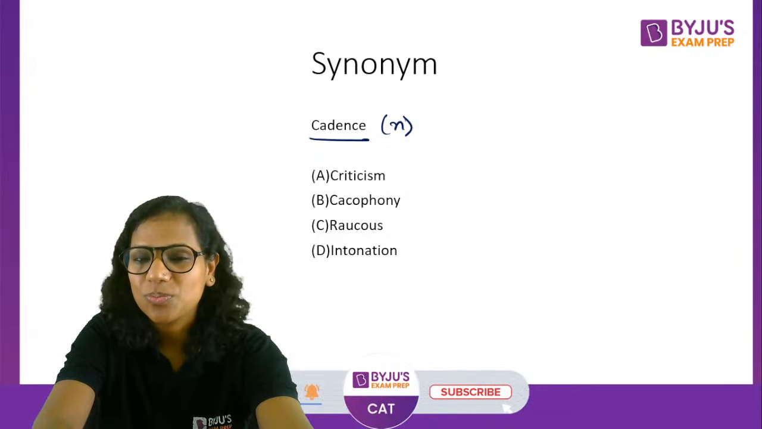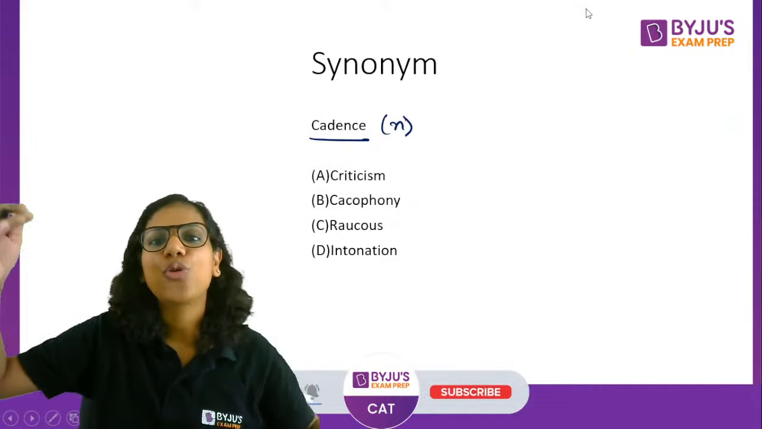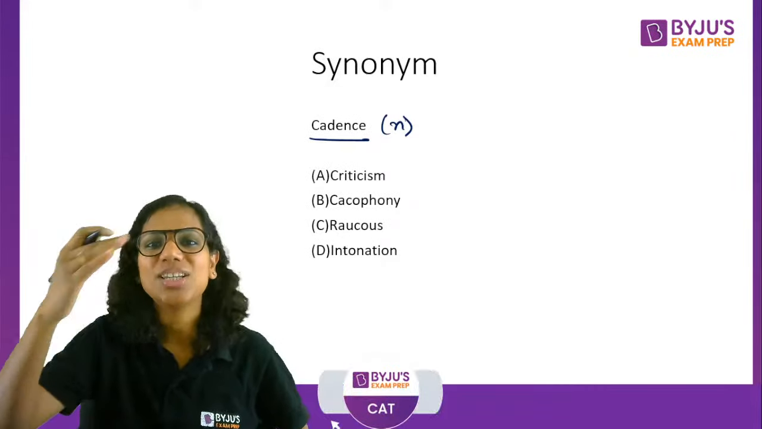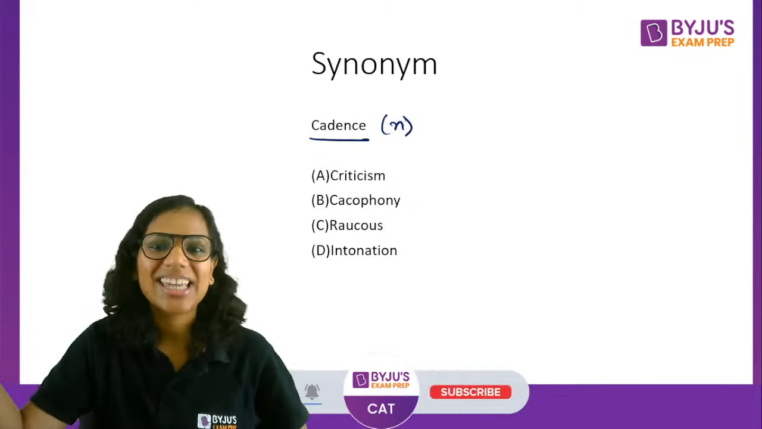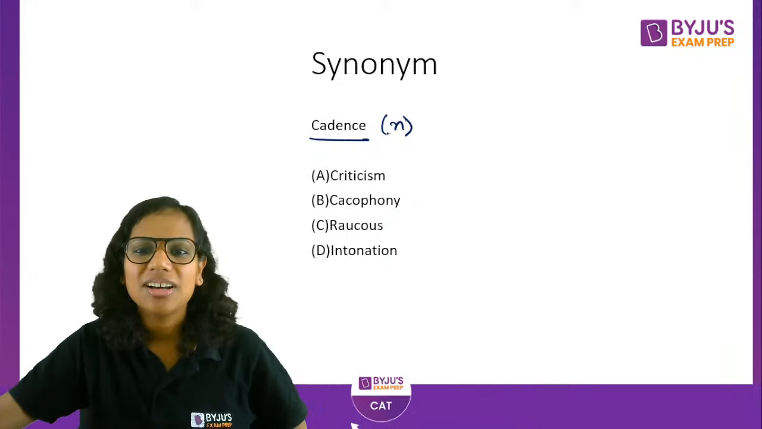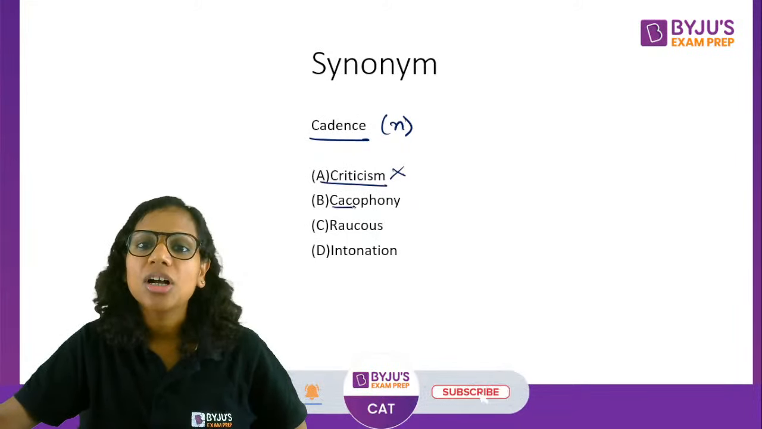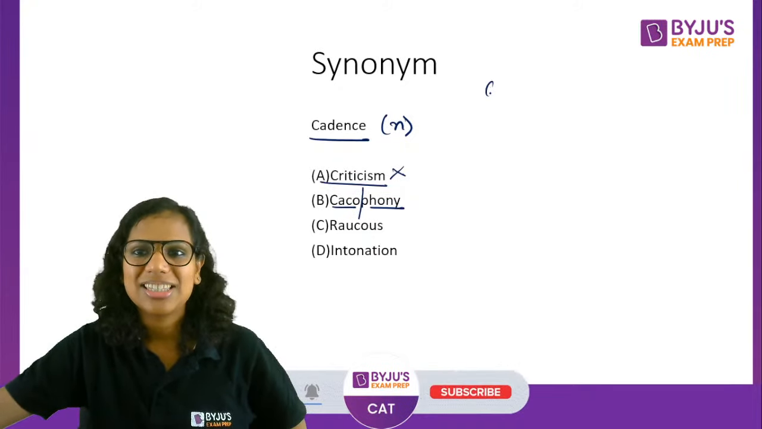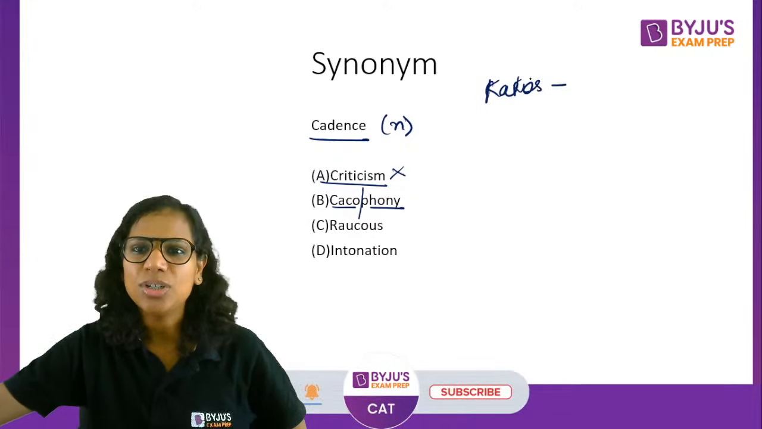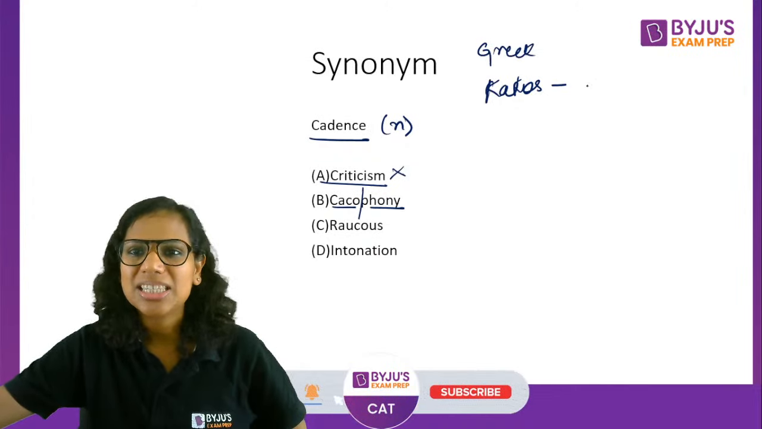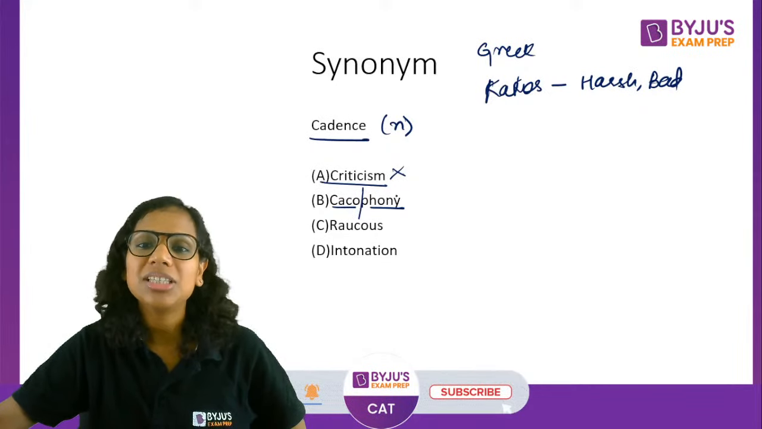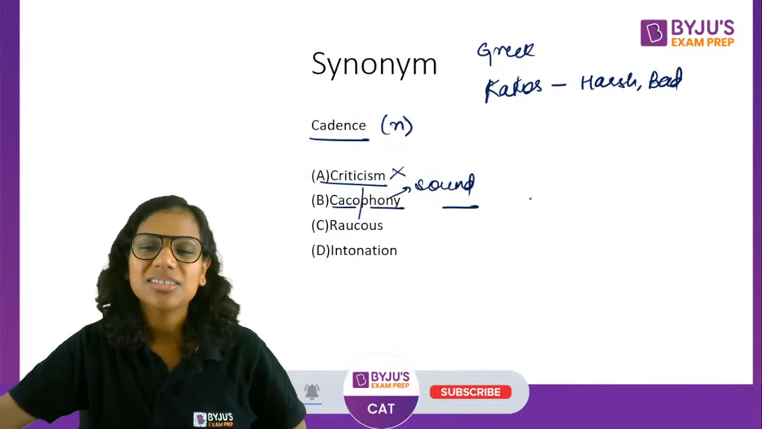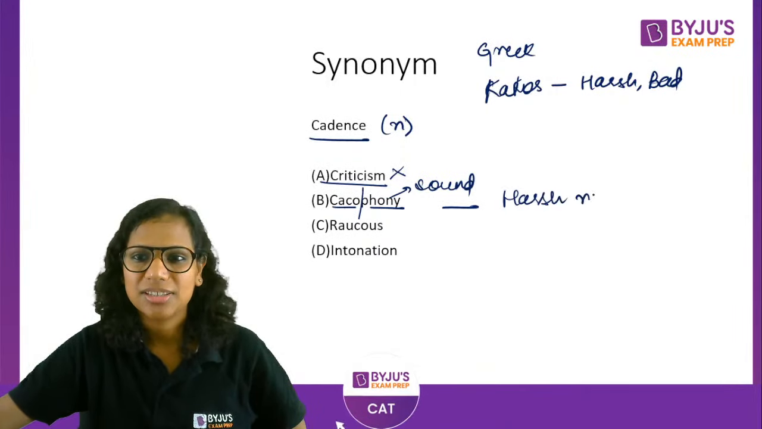We have to give a synonym. So, cadence is the rise and fall of sound as we talk. The rise and fall of, so for instance, the rise and fall in my voice as I speak. That is my cadence. Okay. So, criticism is not the answer. Cacophony. Caco. This comes from kakos. Kakos is a Greek root that means harsh or bad. So cacophony, phone means sound. So cacophony is a harsh noise.